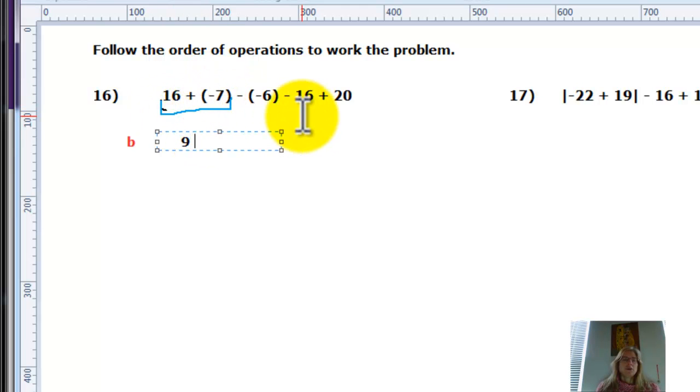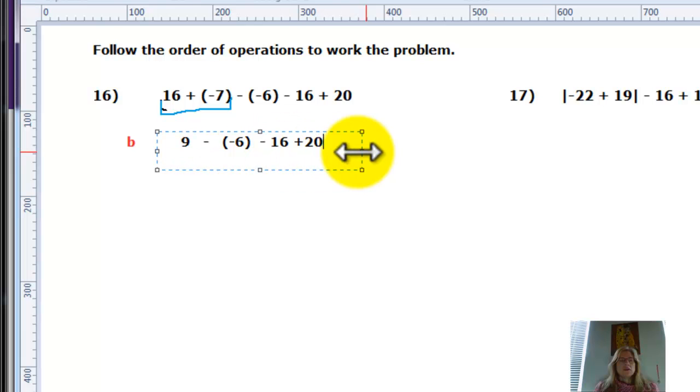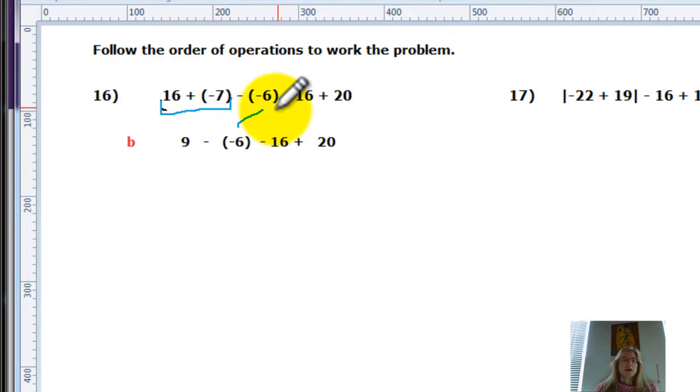Now we've solved that in the blue, so let's write the rest of the problem down. So it would be minus 6, and then minus 16, and then plus 20. So what I've done is taken these pieces here, and I've just simply brought them down to the next line. And that's how I keep track when I'm doing problems like these. So this portion, 16 plus -7, is solved, and that's 9. That's the only thing that's changed, and that's line B.